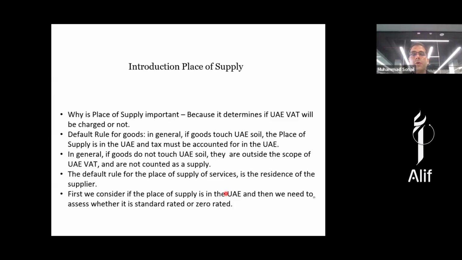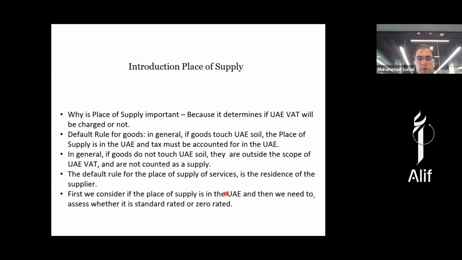So for goods, the default rule is that if the goods touch UAE soil, then the place of supply is the UAE and UAE VAT will be applicable. For example, if you're exporting goods out of the UAE, or you're importing goods into the UAE, or the goods are transiting the UAE, the place of supply will be the UAE and there will be tax implications. However, if the goods do not touch UAE soil, for example, you are sitting in the UAE or are a resident of the UAE, and you are buying goods from Libya and exporting them to Qatar, okay? In this situation, the goods are not touching UAE soil. So it is outside of scope and UAE VAT will not be charged.